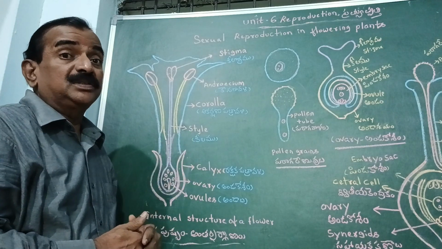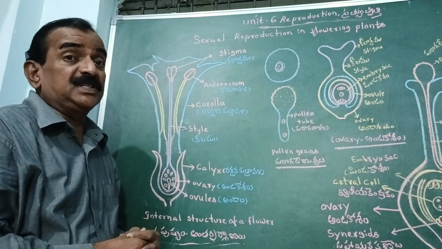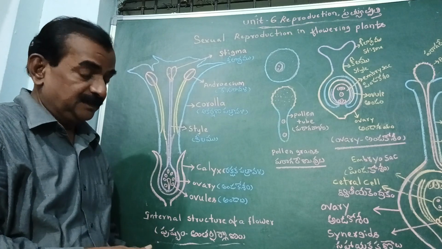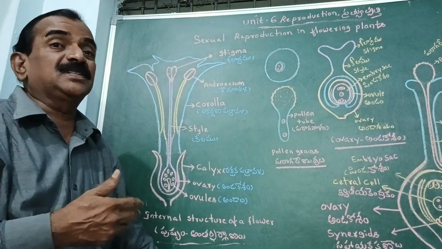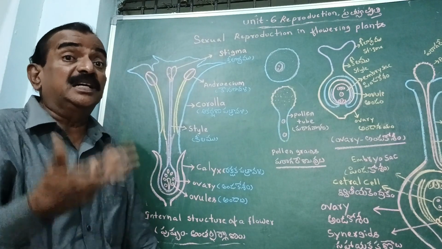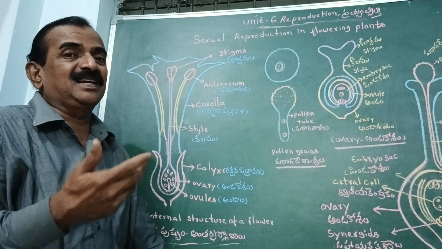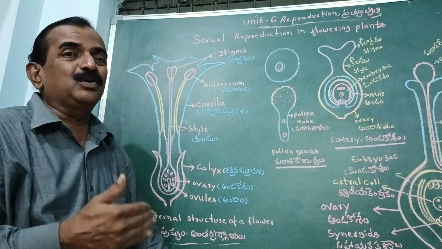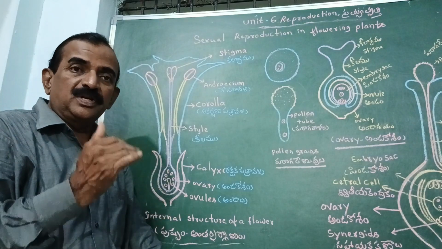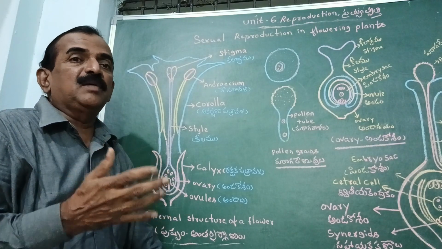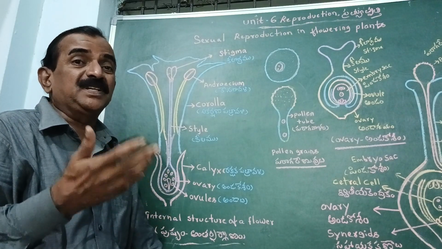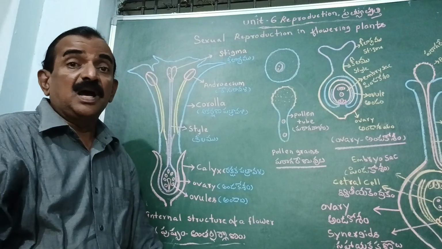There are about 350,000 species of plants on earth. So how many species of flowering plants are there on earth? That is a 2-mark question. It may be asked in the annual examination or in assessment 2. So you need to write that there are about 350,000 species of flowering plants on earth.